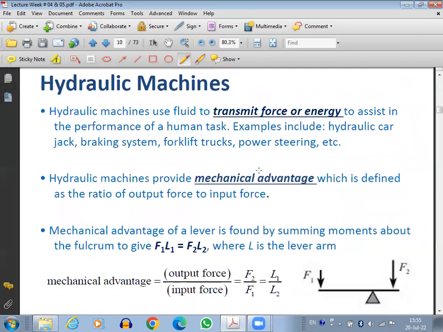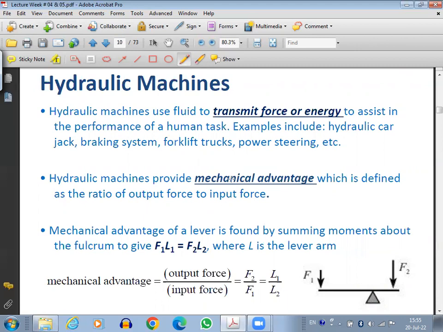Hydraulic machines. Hydraulic machines use fluid to transmit force or energy to assist in the performance of human tasks. Examples include hydraulic car jack, braking system, forklift trucks, power steering.